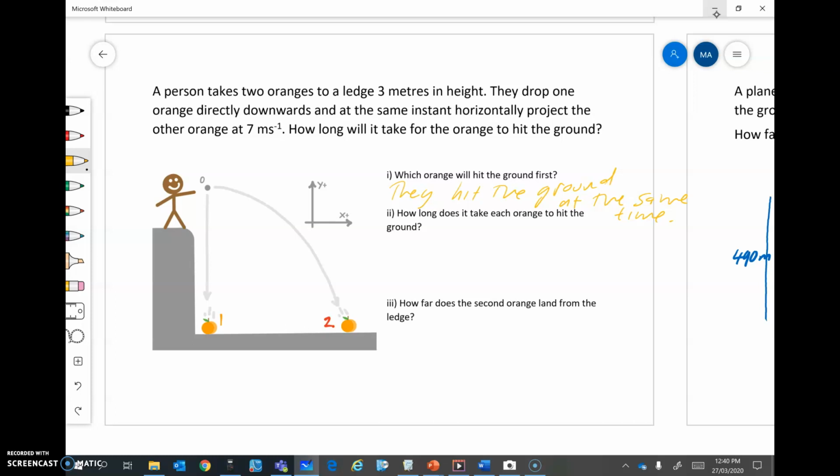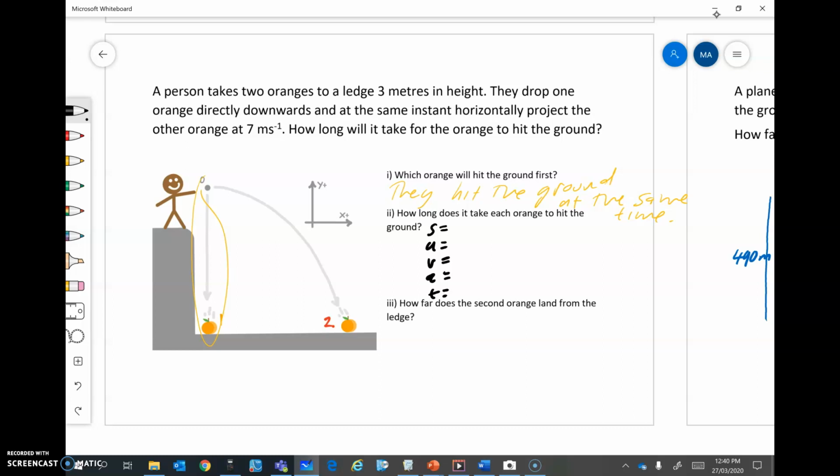All right, now this is going to be important for us because what this means for our horizontal projectiles is that they have the same flight time as an object that is dropped. So we're not even going to worry about the horizontally projected one. We're just going to worry about this one that's dropped. So you might want to take some time here to pause the video and write down that magic word, which of course is SUVAT, and see if you can figure out how long it takes for this first orange to hit the ground.